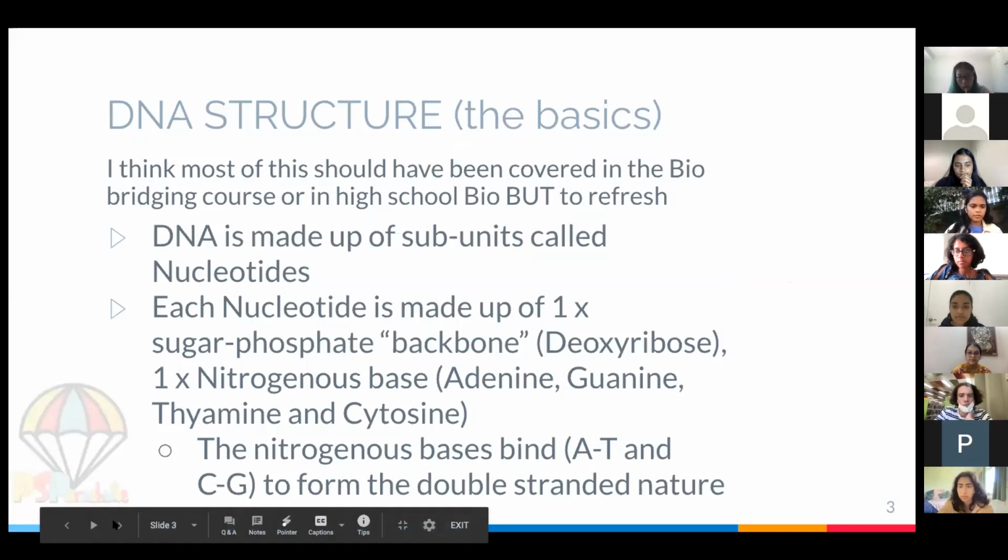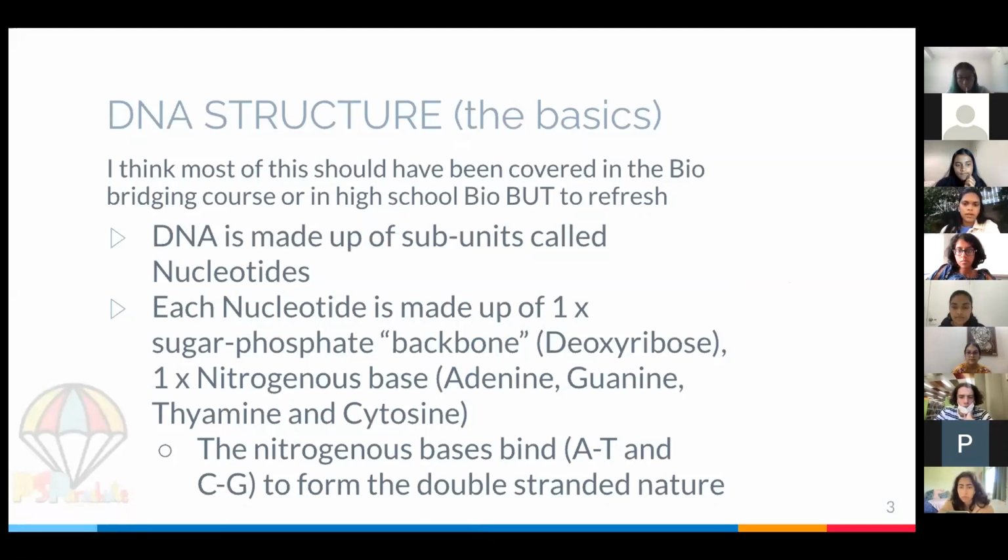Yeah, so central dogma. So DNA structure. This should be something that you should have either covered in 3-4 bio or during the bridging course, but just for some basics, DNA is made up of nucleotides. It's the deoxyribose sugar and the phosphate molecule that creates the backbone. And then you have the 4 different types of nitrogenous bases: adenine, guanine, thymine, and cytosine.